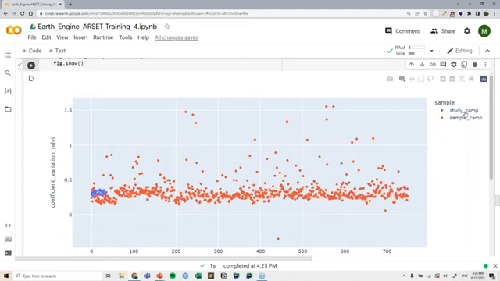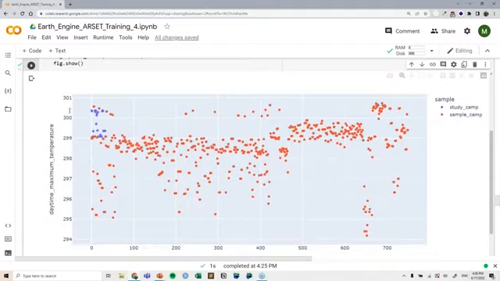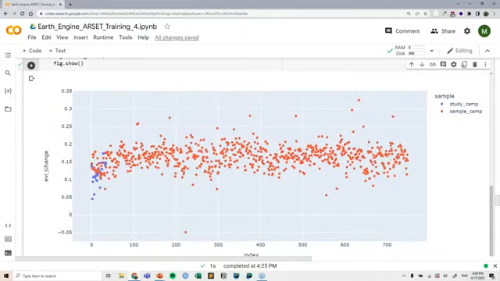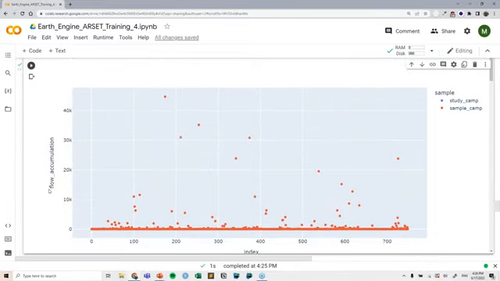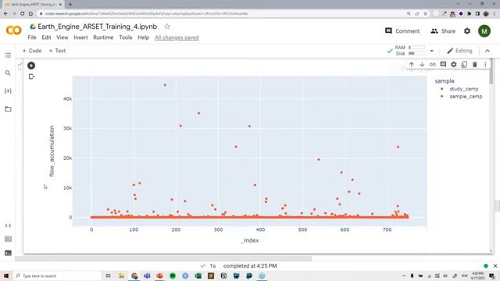You'll see in purple we have our study camps, and then in reddish we have our sample camps. And so for each of our variables, we can see the distribution. What we've done here is use this as a qualitative check. For example, here's flow accumulation. You can see that we have some extreme outliers here relative to the distribution of the rest of our data.